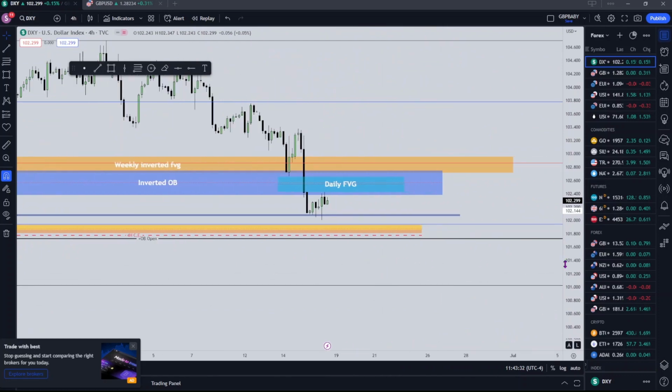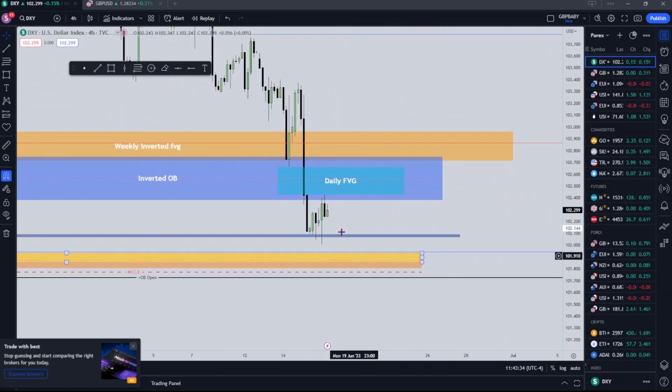I'll just explain one more time what I'm expecting. I'd like to see us trade down. I'd like to see us dip into this daily fair value gap. I don't want to see it close. I'd rather not see it close. And I want to see us push lower, take out these lows, and dip into this outside liquidity.